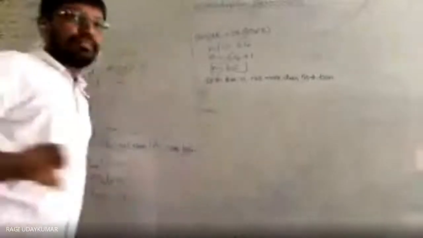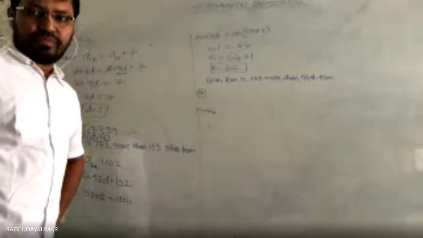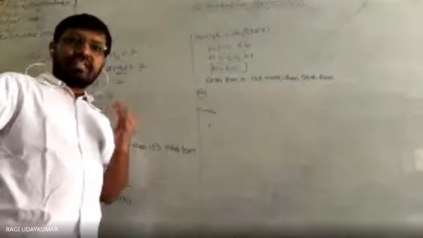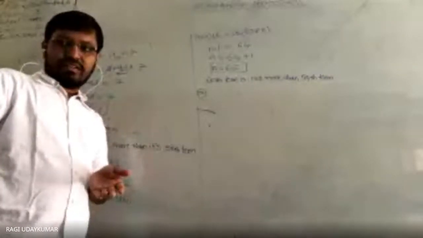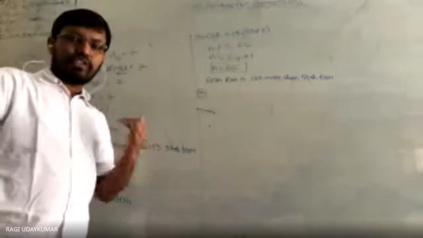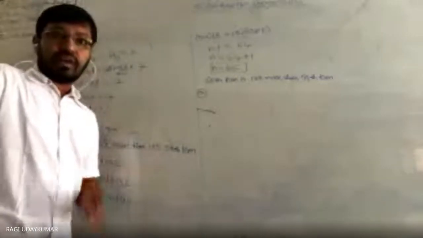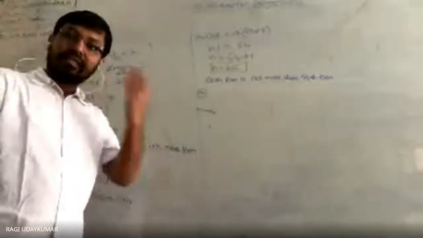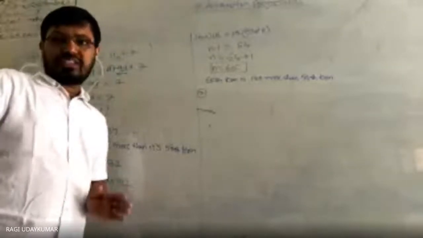Problem number 12: two arithmetic progressions have the same common difference. Two arithmetic progressions are given, the common difference is the same. The difference between their 100th terms is 100. So let us consider the two arithmetic progressions with first terms and common differences A1, D1, A2, D2. The difference between the 100th terms is 100. So what is the difference between the 1000th terms? Did you understand the question here?